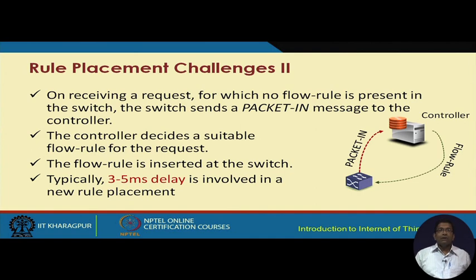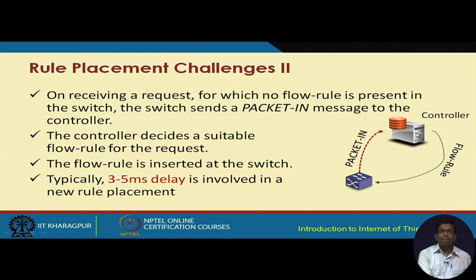So, on receiving a particular request for which no flow rule is present in the switch, what happens is the switch sends a packet called the packet in. The switch receives a request and checks its flow table. If there is no flow rule present in that particular table, the switch sends the packet in message to the controller.